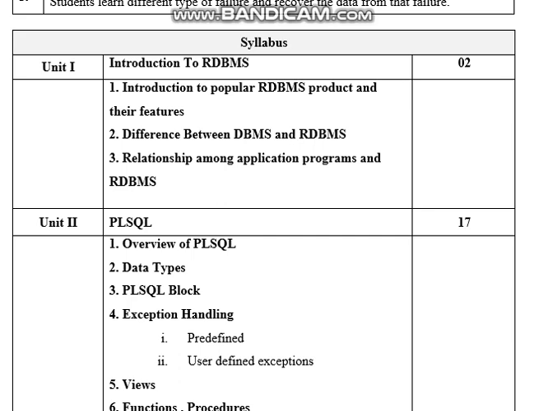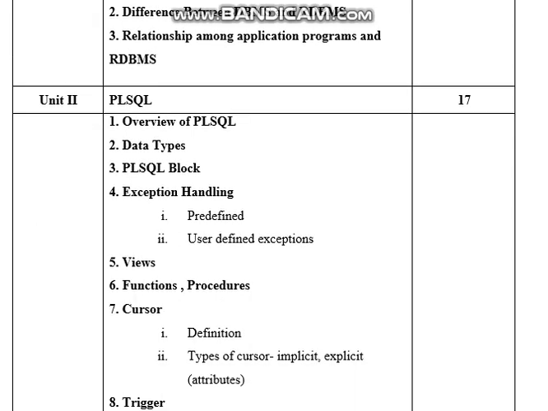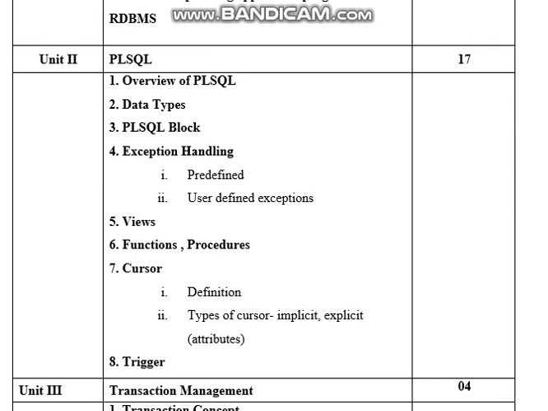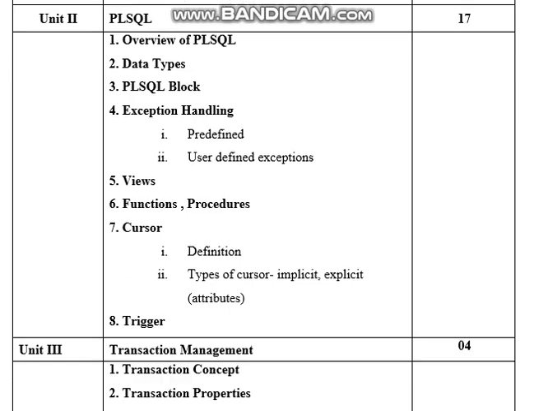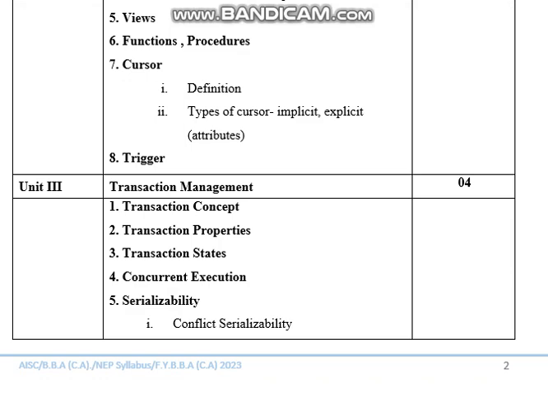Unit number 1 is Introduction to RDBMS, which includes the introduction to popular RDBMS products, their features, difference between DBMS and RDBMS, and relation among application program and RDBMS. Unit number 2 belongs to PLSQL, which includes data type, PLSQL block, exception handling, view, function and procedures, cursor and trigger. After that, we'll have unit number 3 that deals with transaction management.